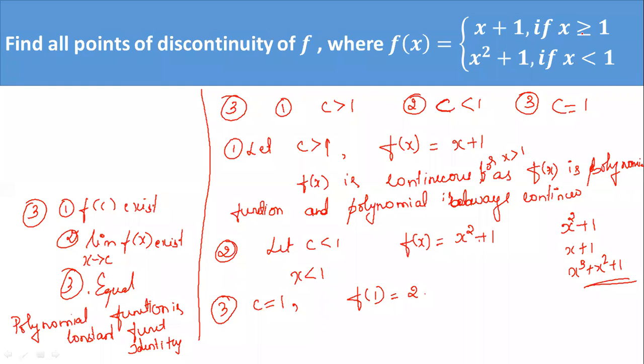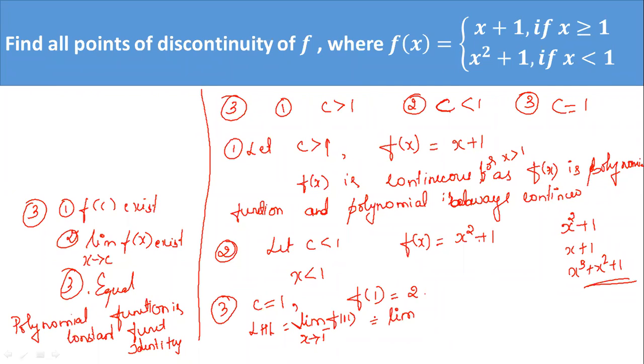Why? Because at 1, in the immediate left the function changes, and in the immediate right the function also changes, correct? So you have to go for left hand limit and right hand limit. Left hand limit will be the limit of f of x as x tends to 1 from the left. So which definition you have to apply when you are moving from the left? Which definition you have to apply, students?